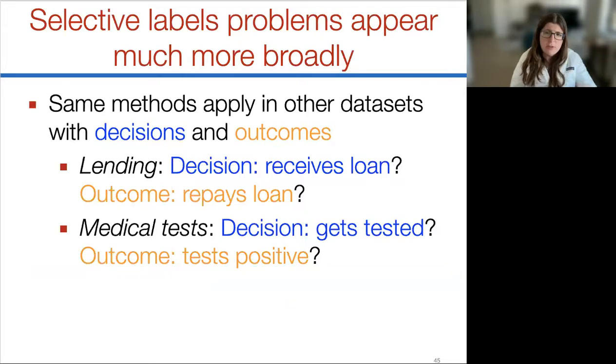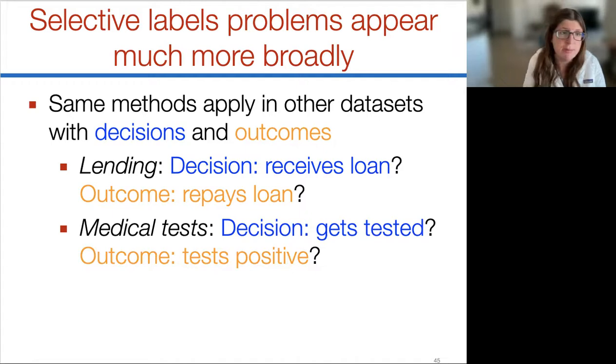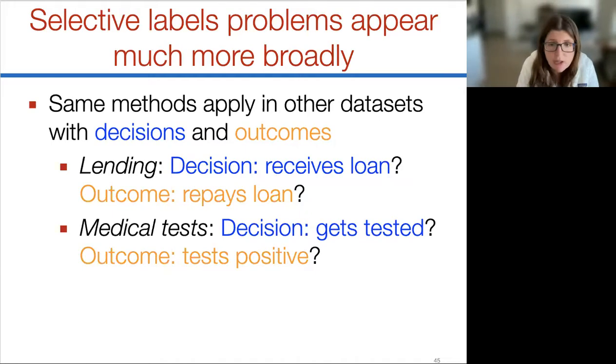Okay, now to speak briefly about how these selective labels problems appear much more broadly, you can actually apply the exact same math in other data sets where you observe some binary human decision, and for the subset who got the positive decision, you observe the outcome. So for example, in the lending context, the binary decision might be, does the bank grant the person a loan? And the outcome would be, does the person repay the loan? And discrimination might look like minorities are less likely to receive a loan from the bank, but more likely to repay it conditional on receiving it.